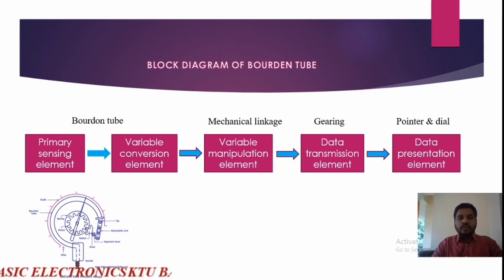So let us conclude. In this lecture we have studied the functional elements of an instrumentation system with an example of a pressure measuring device, the Bourdon tube.